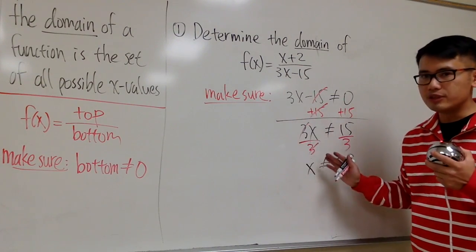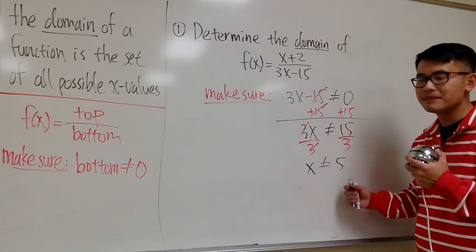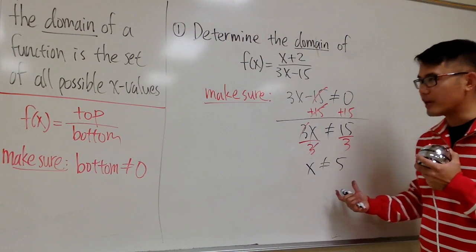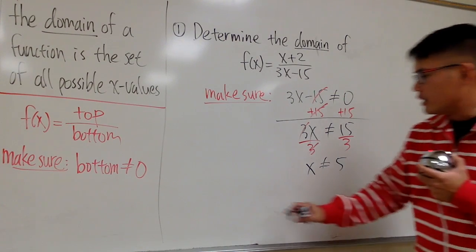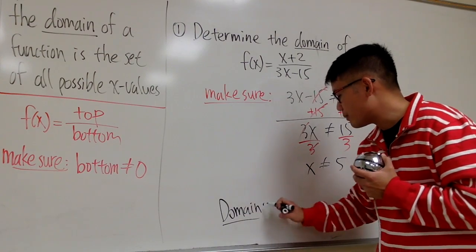So this is the procedure. This is how you work it out. You have to tell me x cannot be equal to what? This is the restriction, okay? So at the end, this is how we are going to write down the answer for the domain.